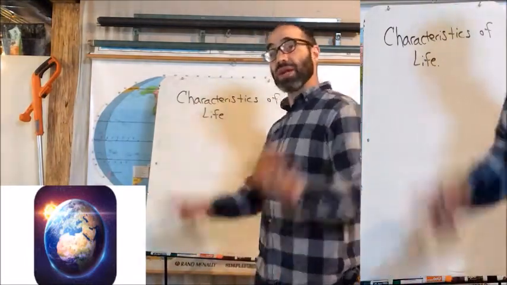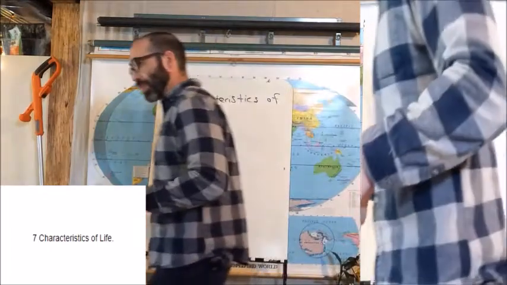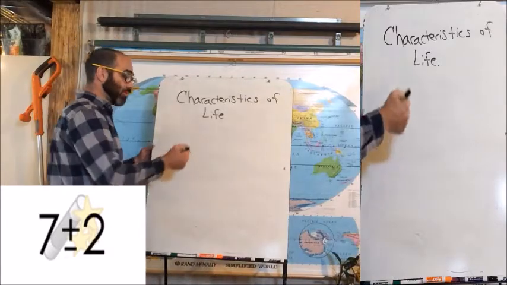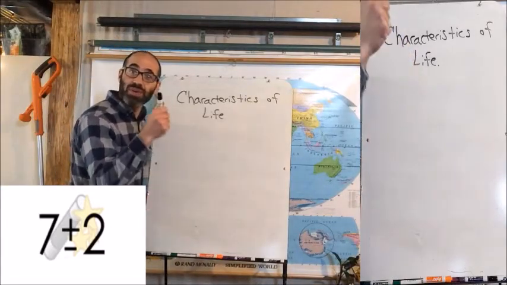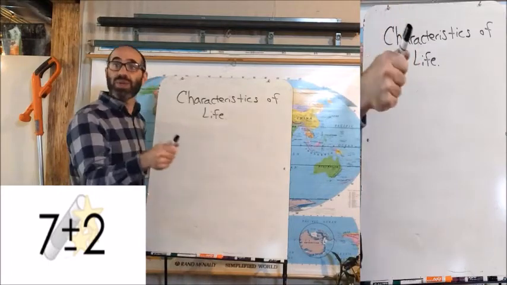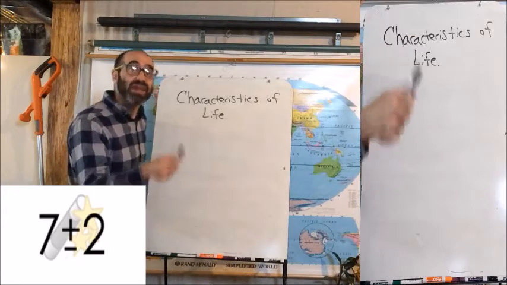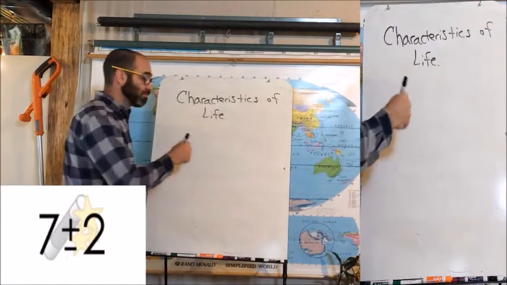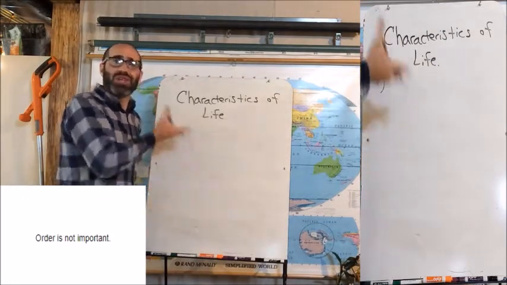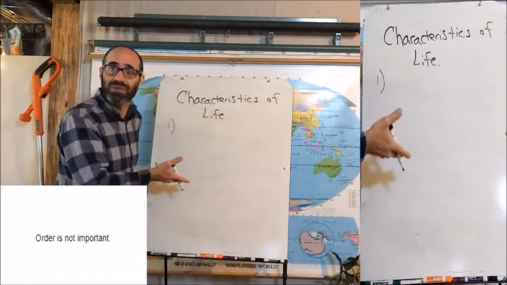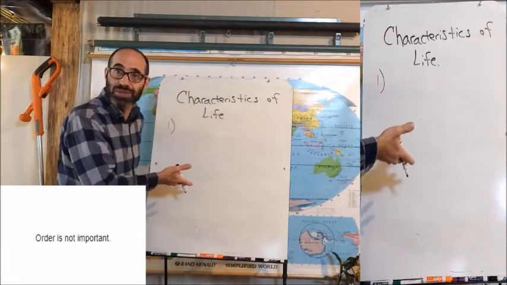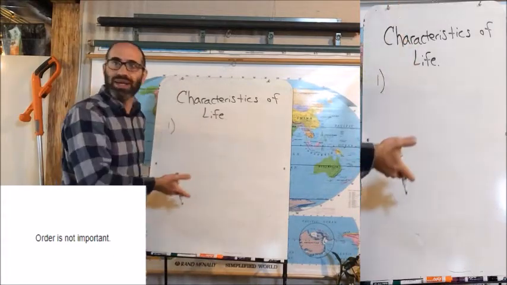So what does it mean to be alive? Well, there are 7 characteristics. Okay? That magic number, 7. If something is to be considered alive, it has to have all 7 characteristics. If it is missing one, it is not a living thing. The first characteristic of life that we will talk about, there's no order. It's not like the first one is more important than the 7th one. This is not order of magnitude. This is not order of importance. This is just order of writing it down.